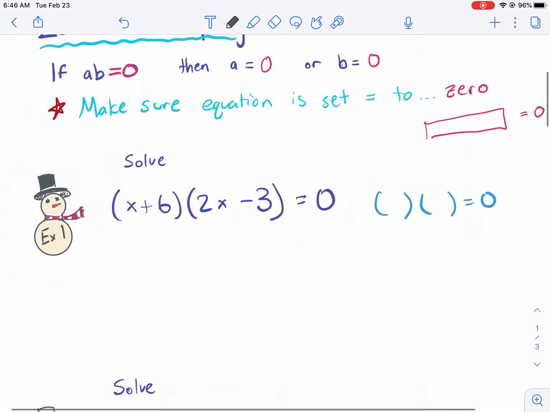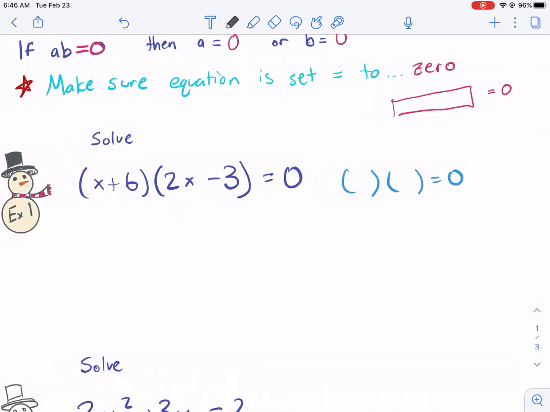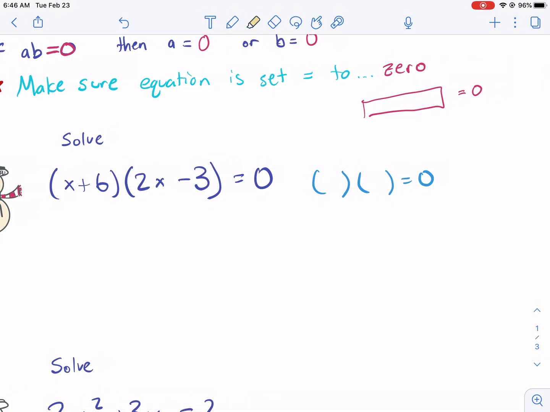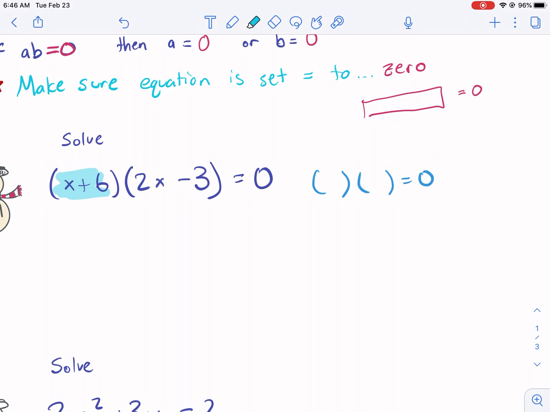Okay, so we're done with our snowman. Now we're ready to solve this equation. We have (x + 6)(2x - 3) = 0. Okay, what do we do? Well, first thing I want to draw your attention to is this parenthesis, which could be equated to this one right here, and this one could be equated to this parenthesis.